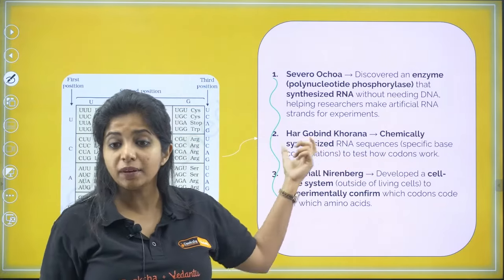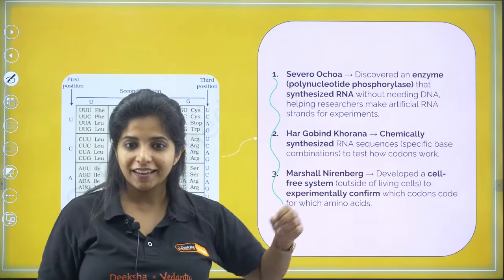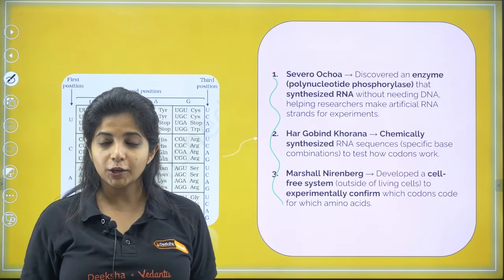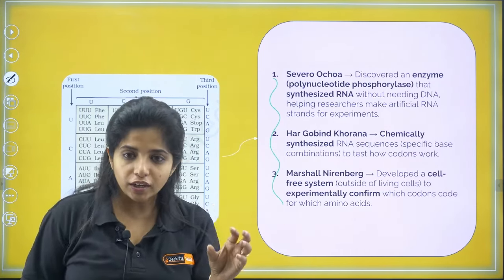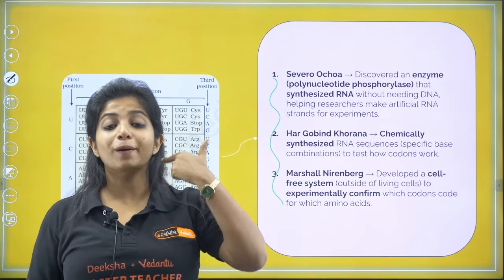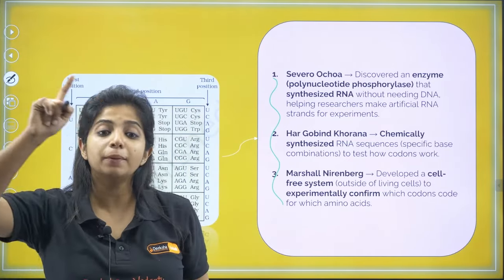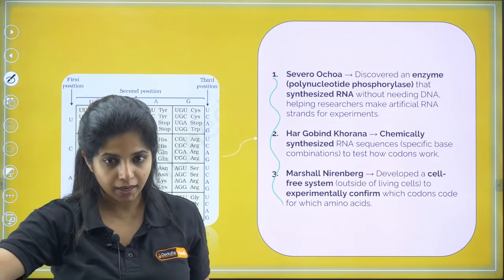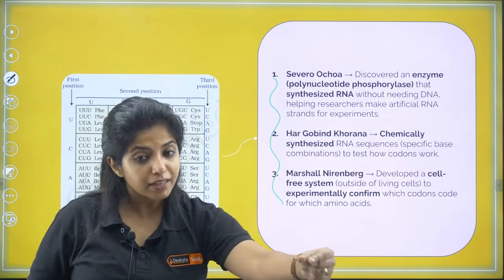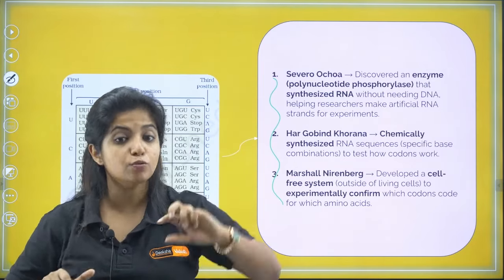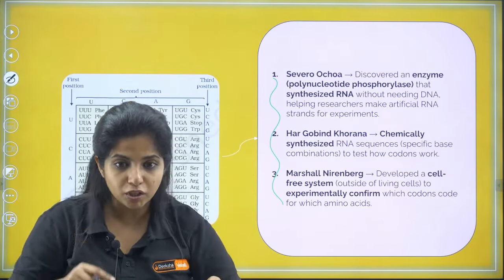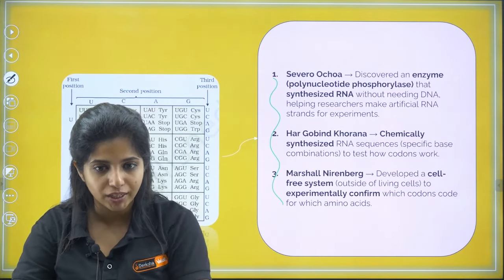Hargobind Khorana chemically synthesized the RNA sequences. What did he do, my dear children? Okay, wait. Sorry. Severo Ochoa was the person who helped in the formation of the enzyme that would help in the formation of an artificial RNA. Now, who made the RNA? It was Hargobind Khorana. He picked up the bases and made the RNA using the enzyme that the other guy created. But I know that I have put these bases, A, U, G, everything.